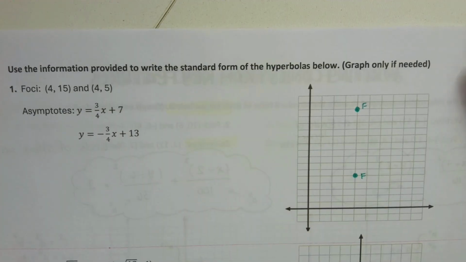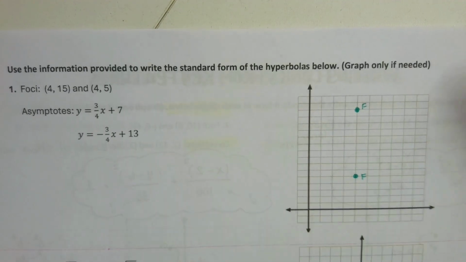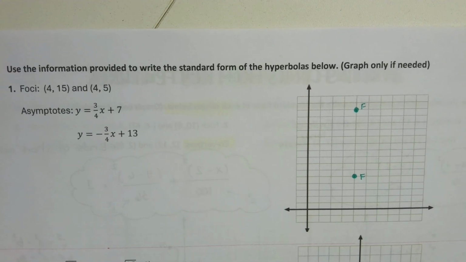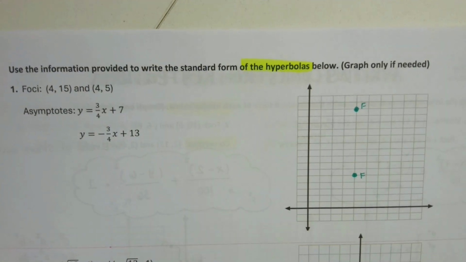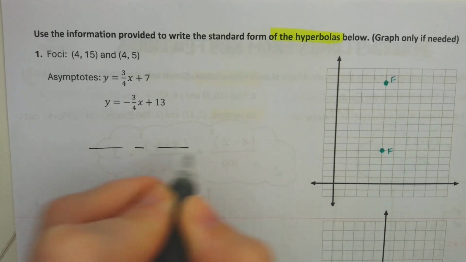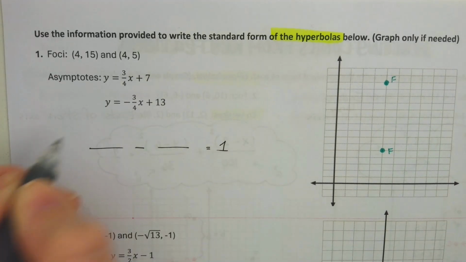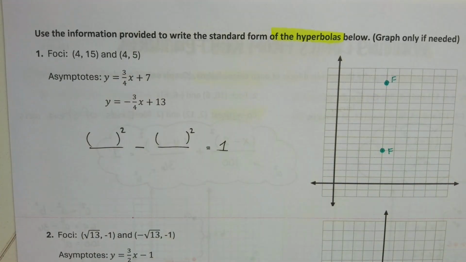Okay. Now what I'm not going to do, I'm not going to actually draw in the asymptotes. I'll kind of show you how we can use the asymptotes to find information we need, but I'm not going to waste time actually graphing them. You can do that if you want to. Since this is a hyperbola again, I'm just going to set up my basic form. A hyperbola has a fraction minus another fraction is equal to 1. We'll have some sort of parentheses squared, some sort of parentheses squared.